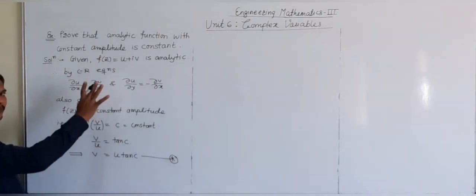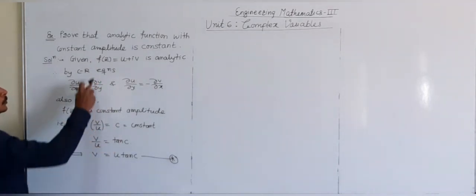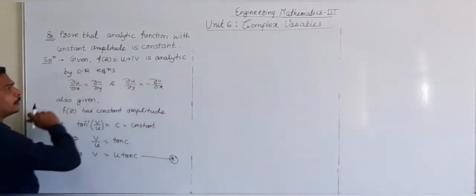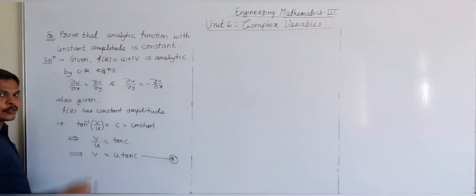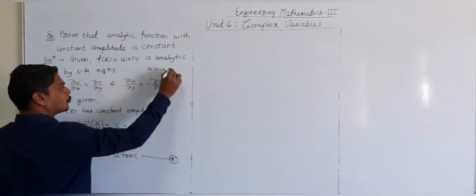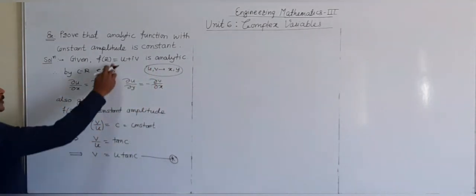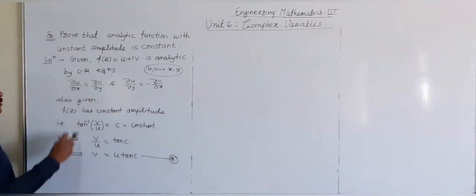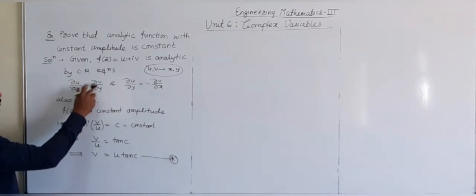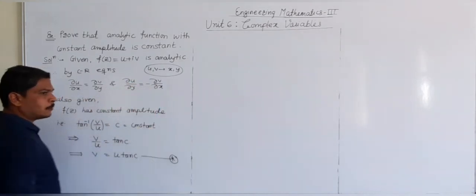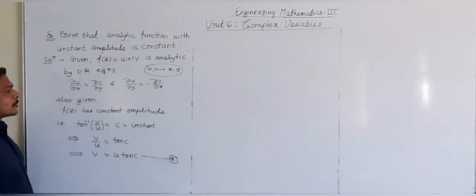So this is the same as the previous example. Given f of z is equal to u plus iv is analytic. Here u and v are functions of x and y. Okay, so if this function is analytic, then it satisfies CR equations. That means partial derivative of u with respect to x is equal to partial derivative of v with respect to y, and partial derivative of u with respect to y is equal to minus partial derivative of v with respect to x.